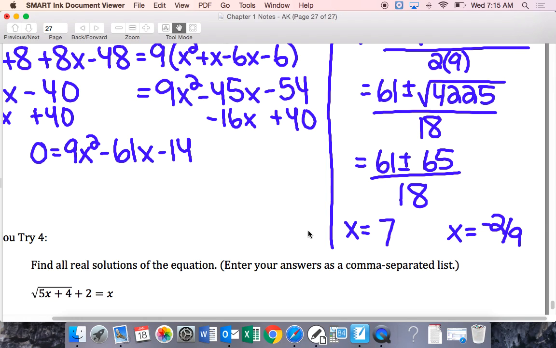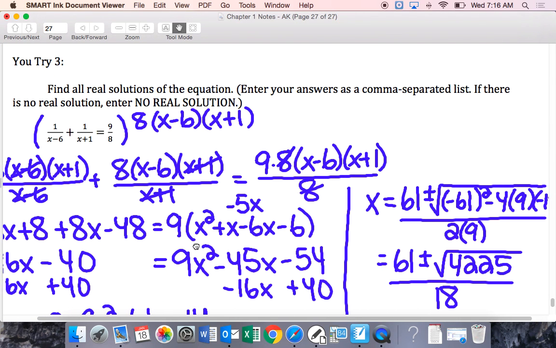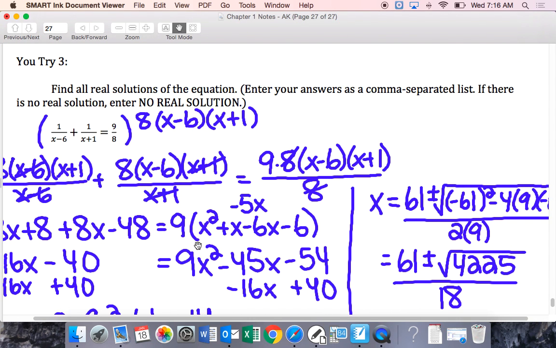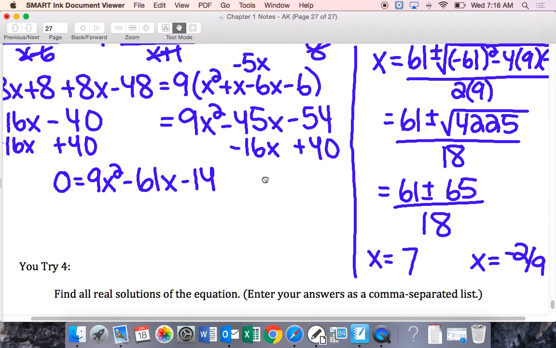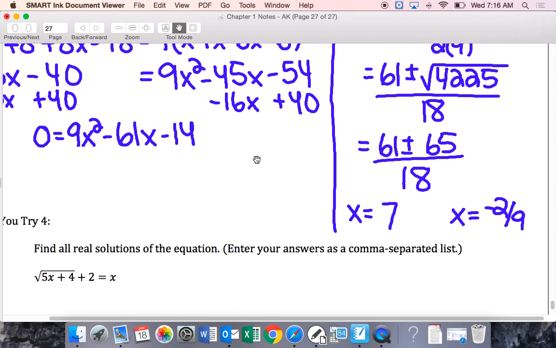Now remember, go back to the very beginning of the problem. If I put 7 or negative 2/9 in for x on my denominator and it gives me a 0, then it's not going to work. So if I put 7 in for x, I don't get 0. If I put negative 2/9 in for x, I don't get 0. So that means my two answers for this problem then are going to be 7 and negative 2/9.